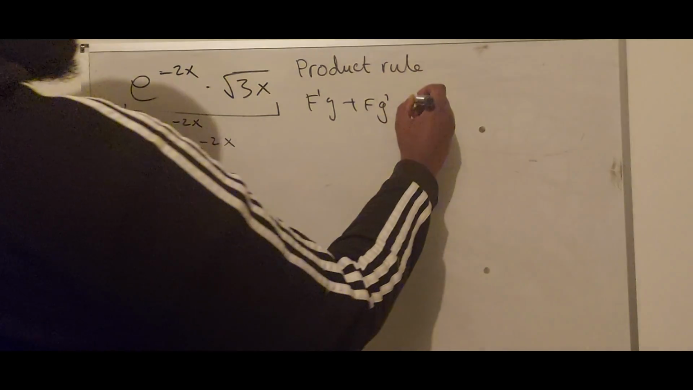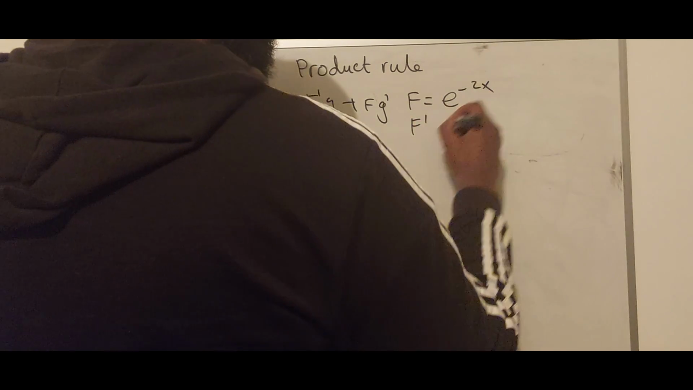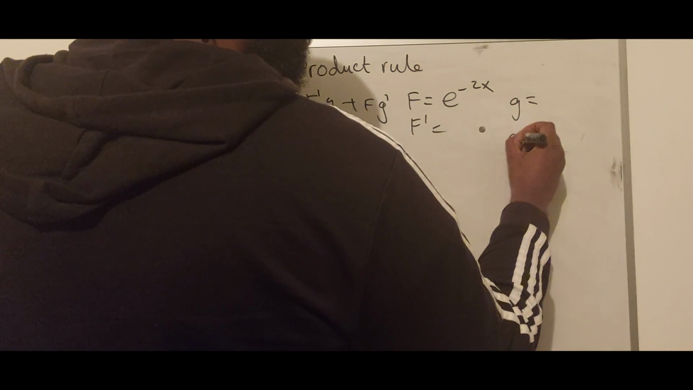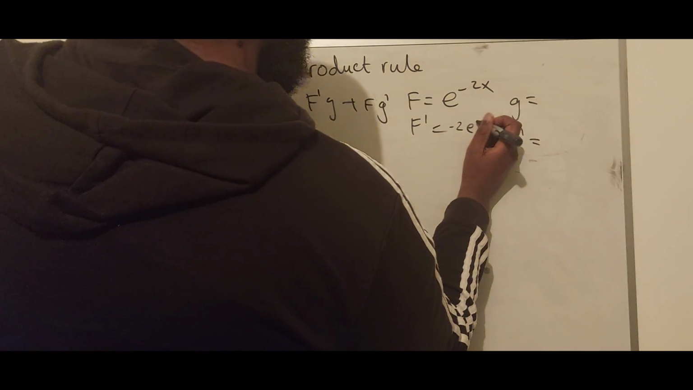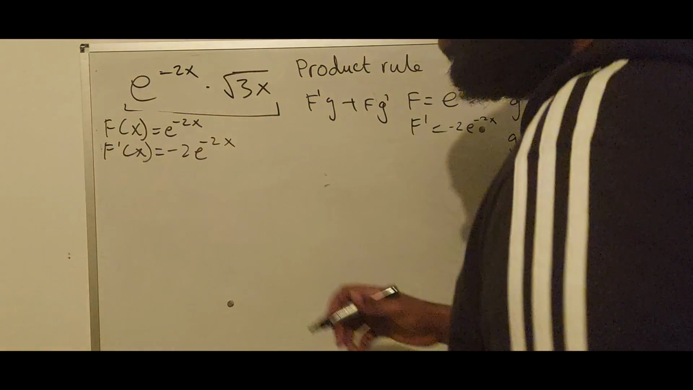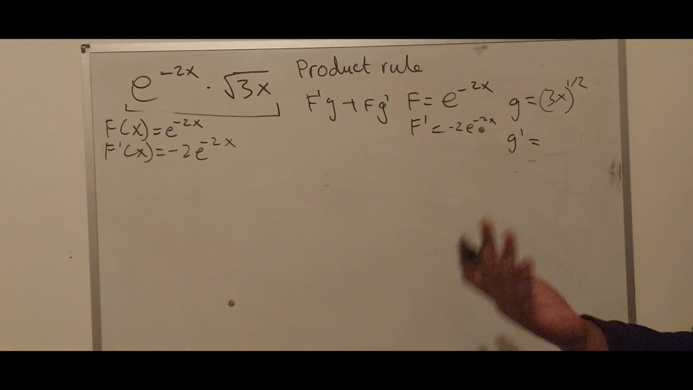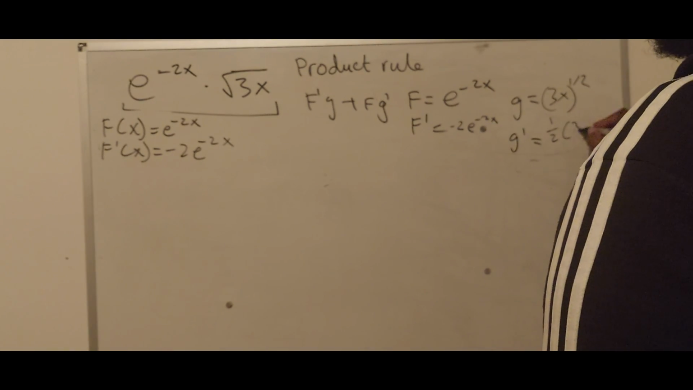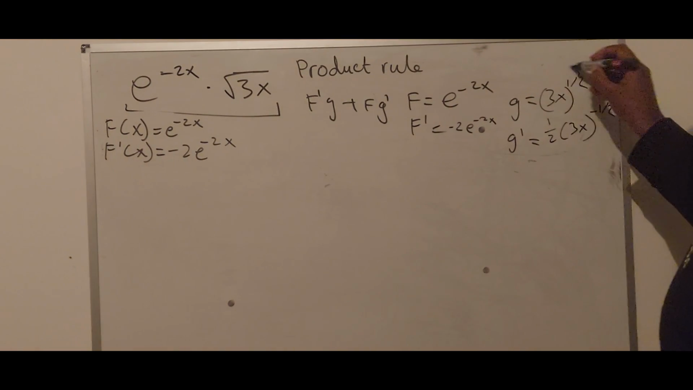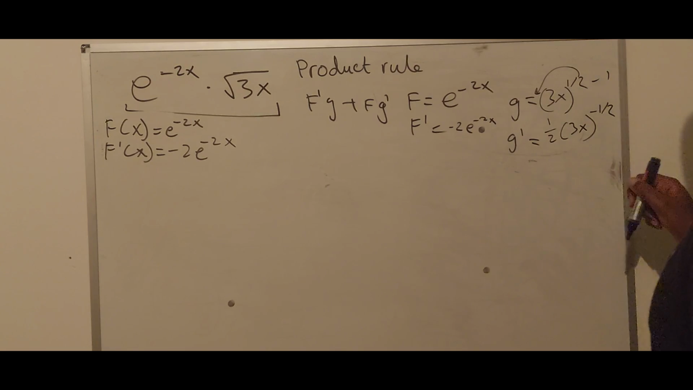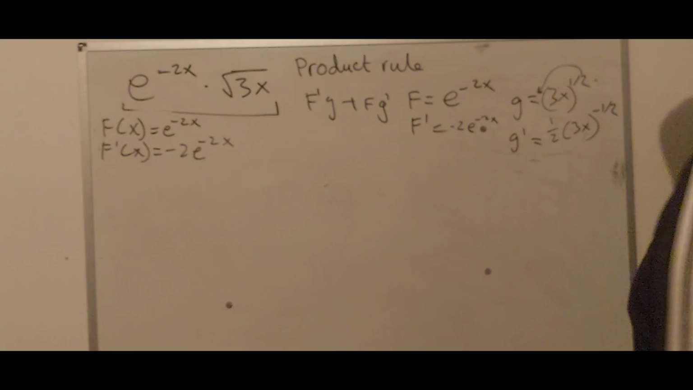Now, f equals e to the power of minus 2x. f prime equals, g equals, and g prime equals. f prime we already have the answer to, minus 2e to the power of minus 2x. Now g is just 3x to the power of a half, which is the same as a half times 3x to the power of minus a half. Why is that? You use the power rule, you bring this over here, and then you minus 1. What's a half minus 1? It's minus a half. Easy.